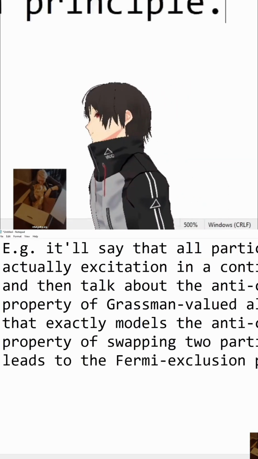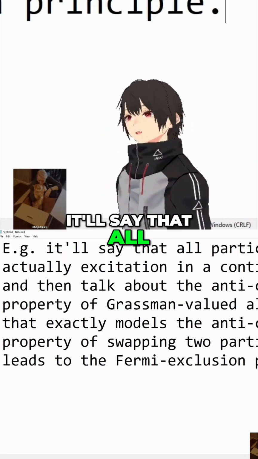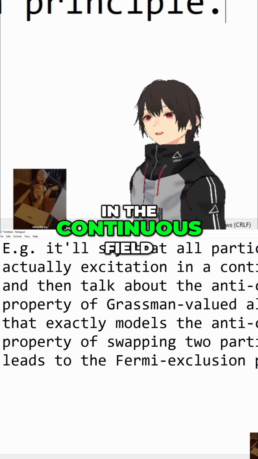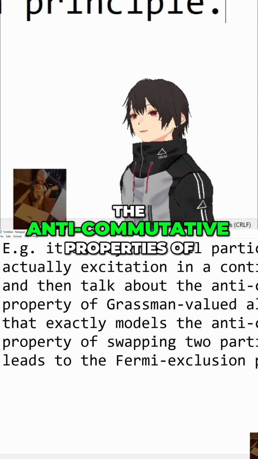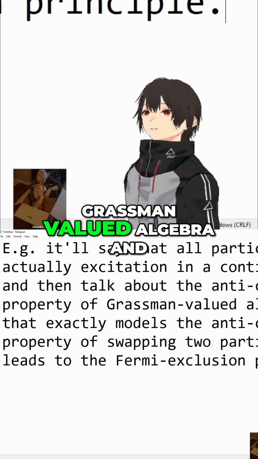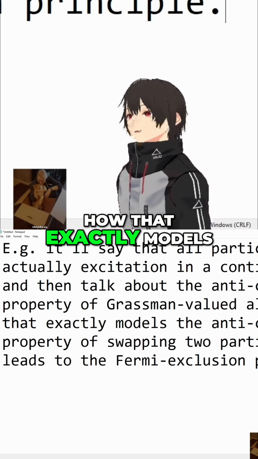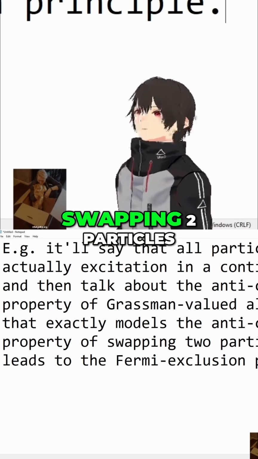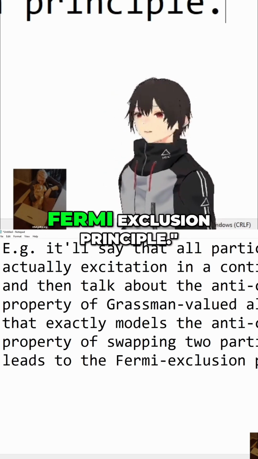For example, it'll say that all particles are actually excitations in a continuous field, and then talk about the anti-commutative properties of Grassmann-valued algebra and how that exactly models the anti-commutative properties of swapping two particles, which lead to the Fermi exclusion principle.